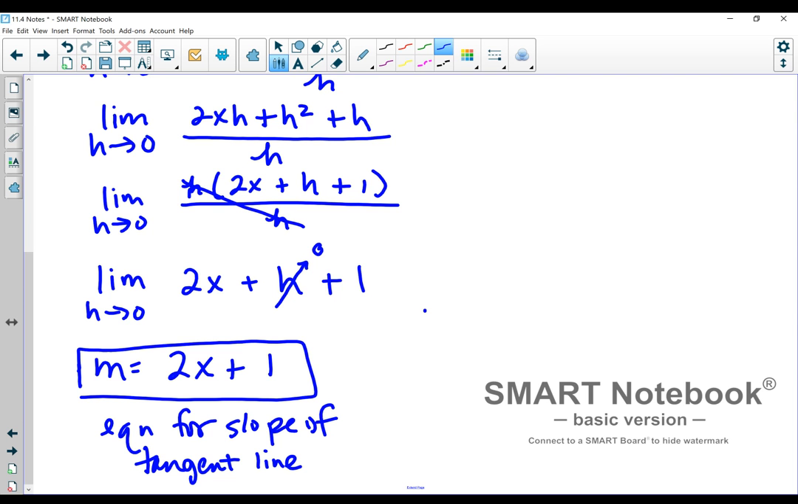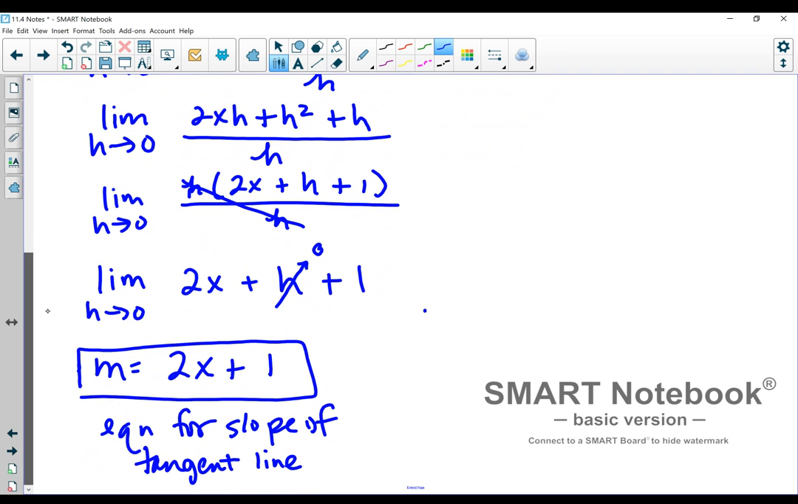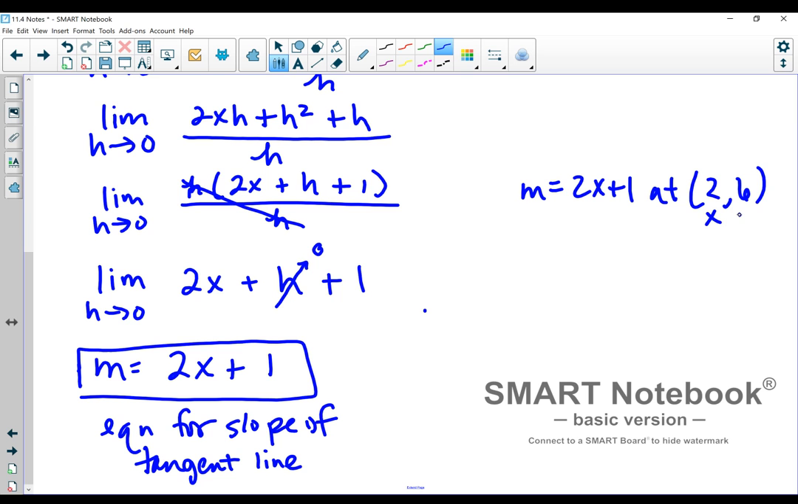But I want it to be at (2, 6). Let me scroll back up and make sure that's the right ordered pair. Yes, so now I want it to be at (2, 6). So (2, 6) is an x and a y. To find a number for my slope, I just really need an x. So my slope will be 2 times my x value, which is 2, plus 1. So 4 plus 1. So my slope here is 5.